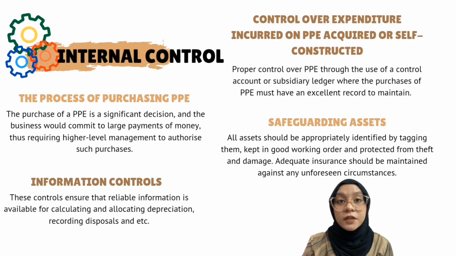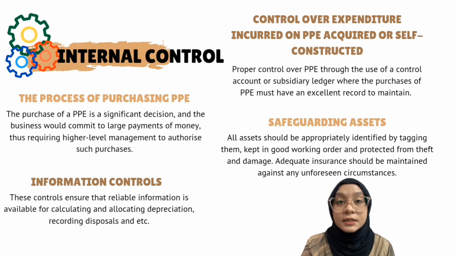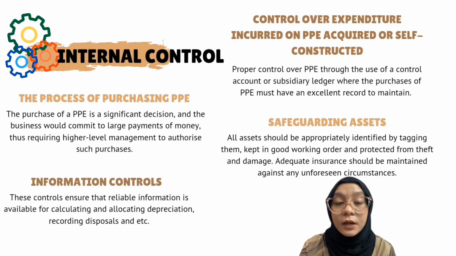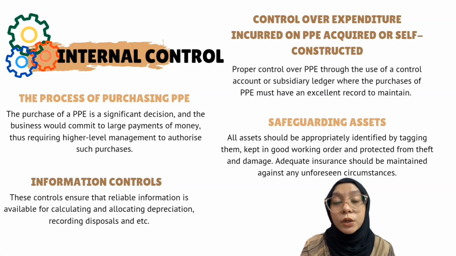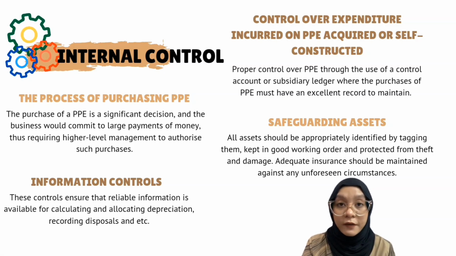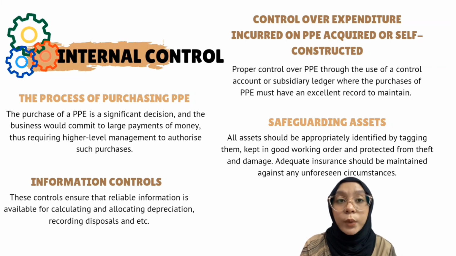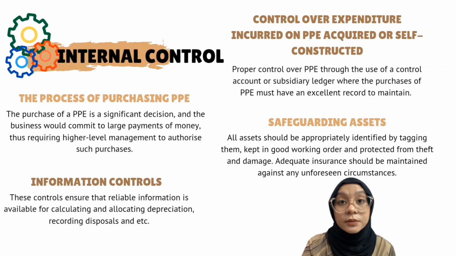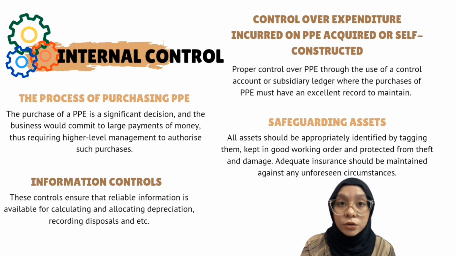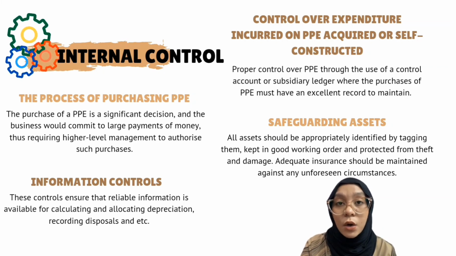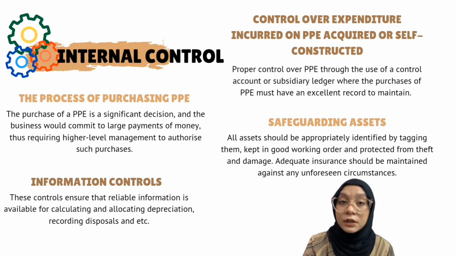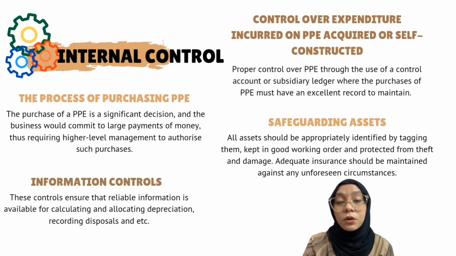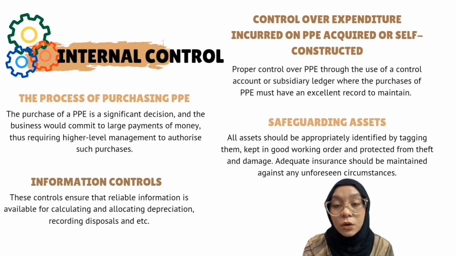Last but not least, safeguarding assets. All assets should be appropriately identified by tagging them, kept in good working order, and protected from theft and damage. Adequate insurance should be maintained against any unforeseen circumstances. This control ensures that the assets owned by the entity are safeguarded and any loss, damage or destruction of such assets is made good through, for example, insurance of assets or warranties.